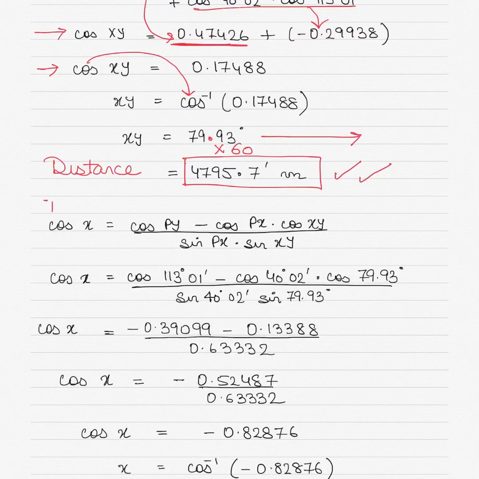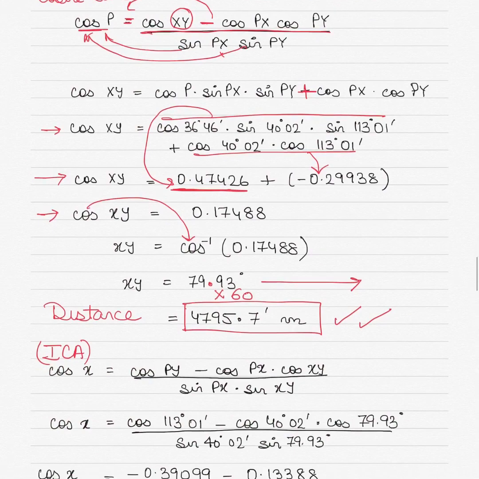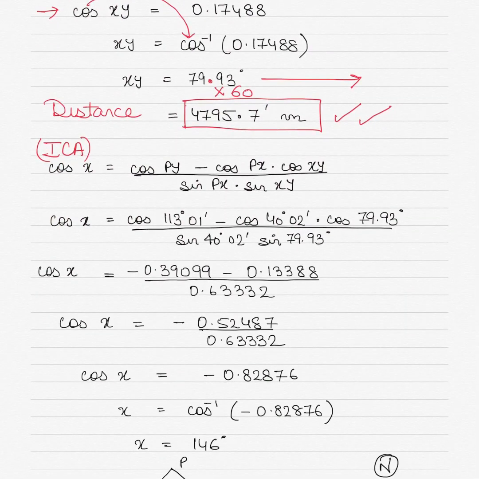Next, you find out the initial course angle, ICA, which is the angle x in the diagram that I showed you above. This is the ICA. How do I find this angle out? Again, we'll use the cosine rule because now you know xy, so you know the two sides and the angle included between them. This time the included angle becomes angle x. So you write cos x equals cos of the side opposite to it, which is py, minus cos of the other two sides divided by the sine of the other two sides.